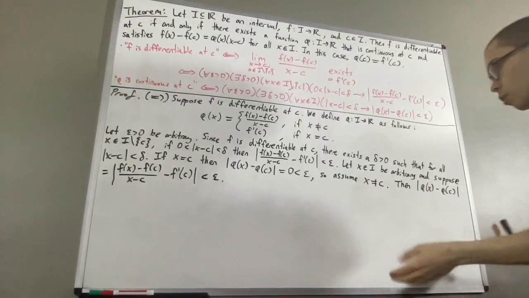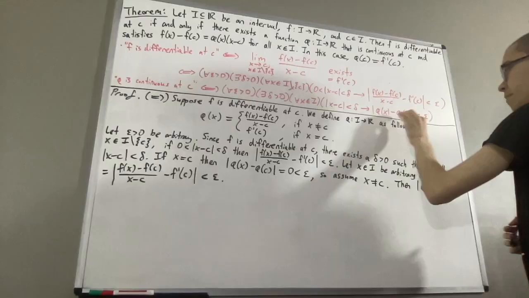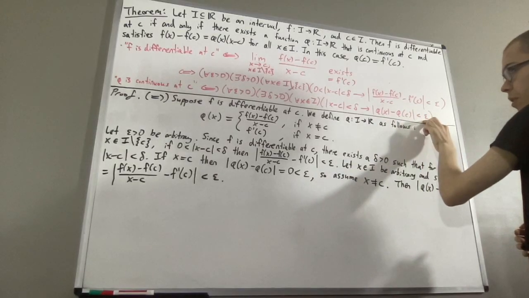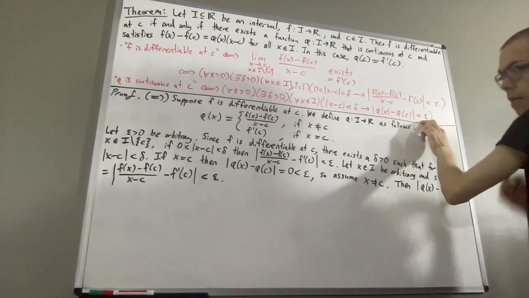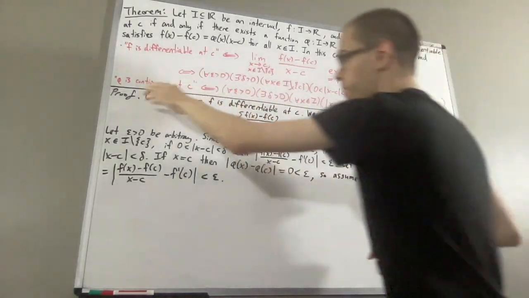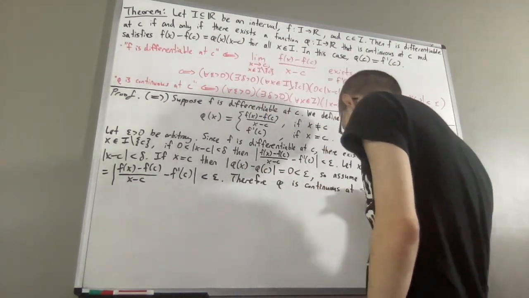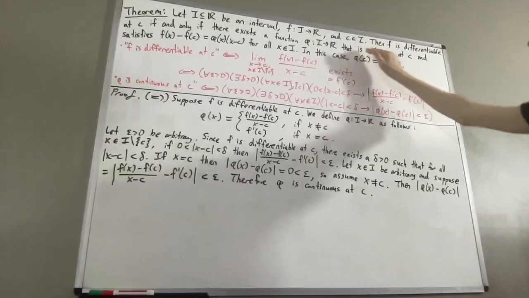So no matter what, whether we have x equal to c or x not equal to c, we have that the absolute value of phi of x minus phi of c is less than epsilon. So we've shown that this is true. And therefore we have proven this statement, which means we have proven that phi is continuous at c. So we've shown that phi is continuous at c.